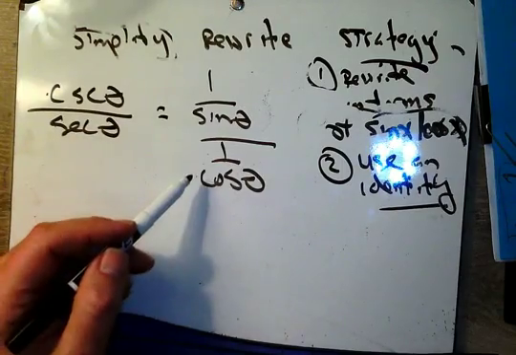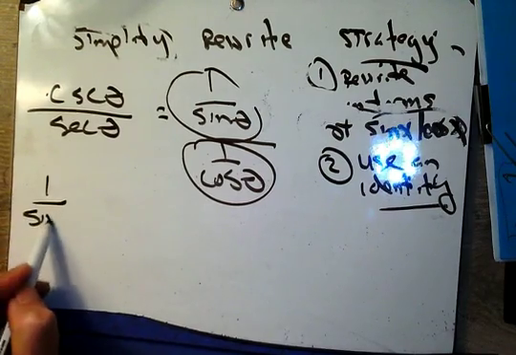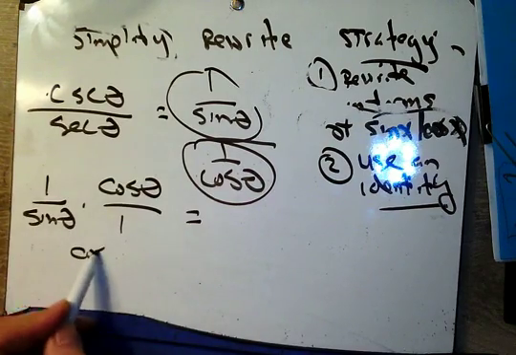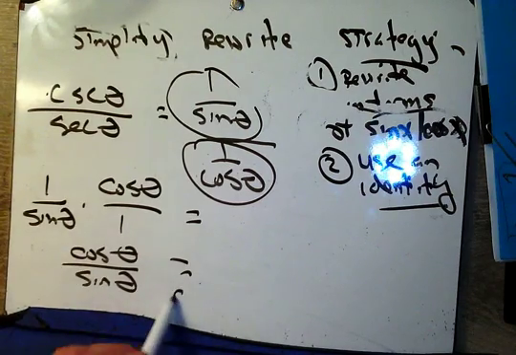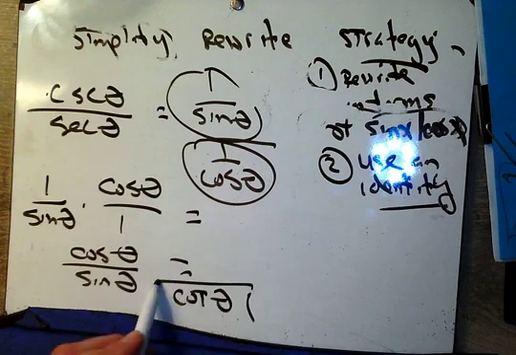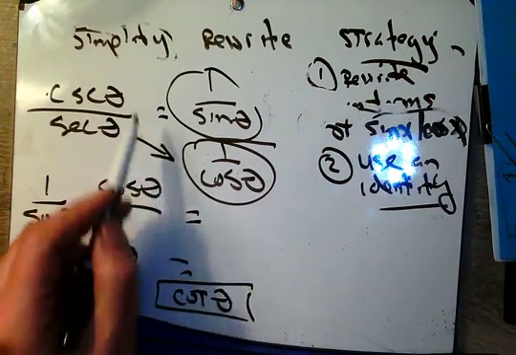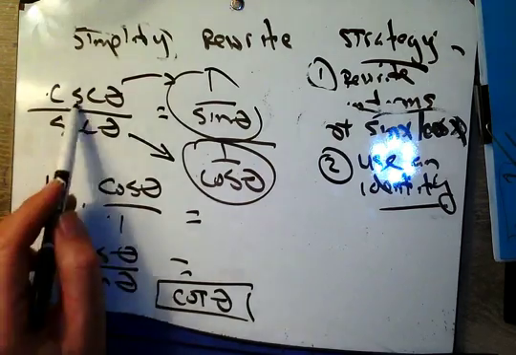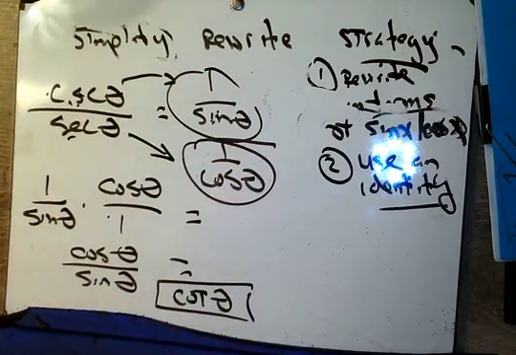So where do we go next? Well, I got a fraction over a fraction. Why don't I do flip and multiply? 1 over sine theta times cosine theta over 1. That's going to give me cosine theta over sine theta. And what is cosine divided by sine? That's cotangent theta. And I think that's about as simplified as I can get this. All right. Yeah, we used our reciprocal identities, and then we flipped and multiplied. This could also be thought of as rewriting in terms of sines and cosines. Okay, next.